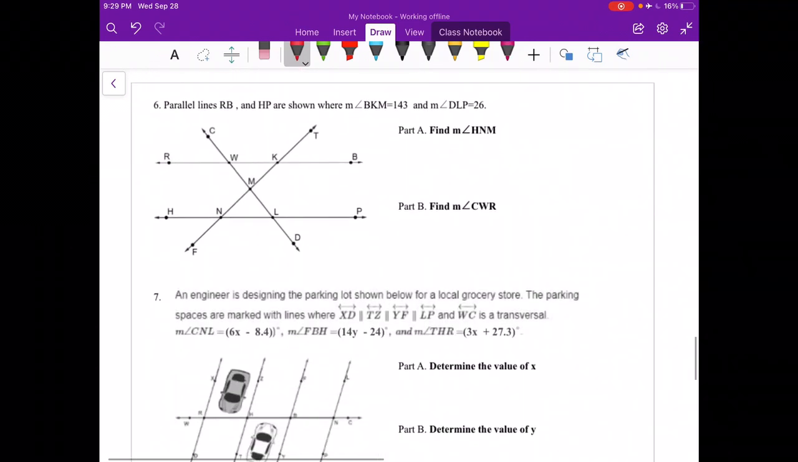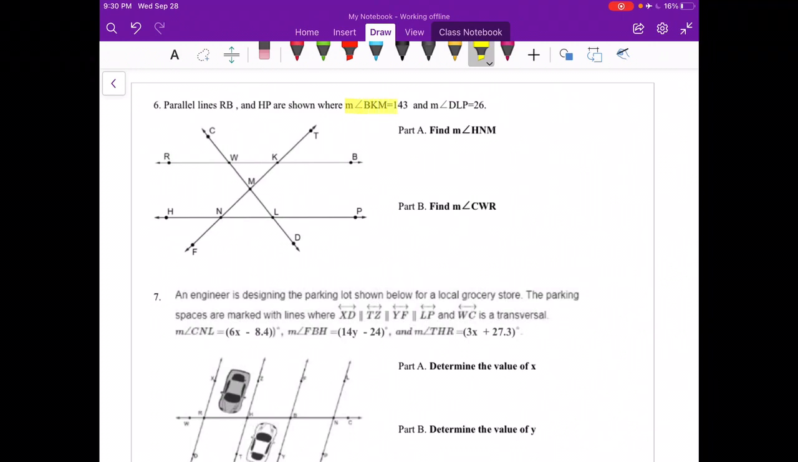Moving on to question number 6. We have another transversal here. And in our question, they want us to find the measure of angle HNM and find the measure of angle CWR. But before we do that, we have to look at our question and look at the information that we're already given.